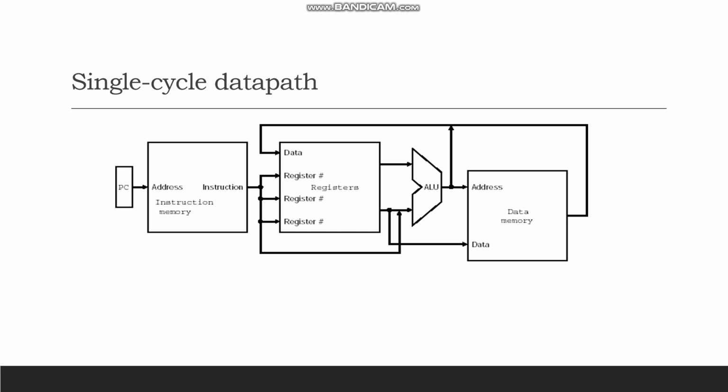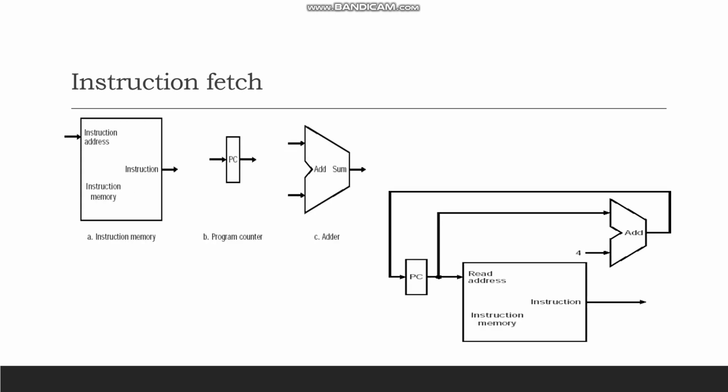Common elements for all instructions: instruction fetch, PC update, and access to one or two registers. Instruction fetch is used by all instructions, using the instruction memory. It takes the instruction address as input and outputs the instruction. How to build it differs until later. The program counter is a register containing the address of the current instruction.